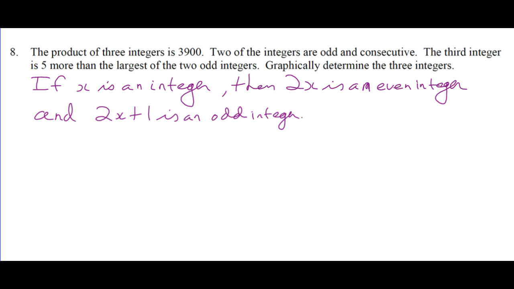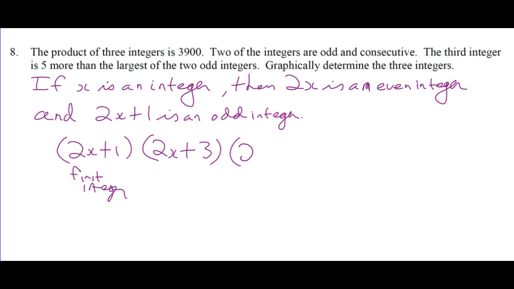Okay, so two of the integers are odd and consecutive. So the first integer is going to be 2x plus 1. Okay, so first integer. What's the second integer? So it's 2 more, right? So it's a consecutive odd integer, 2x plus 3. And then what's the next one? What's 5 more than this, considering this is the largest one? 2x plus 8.